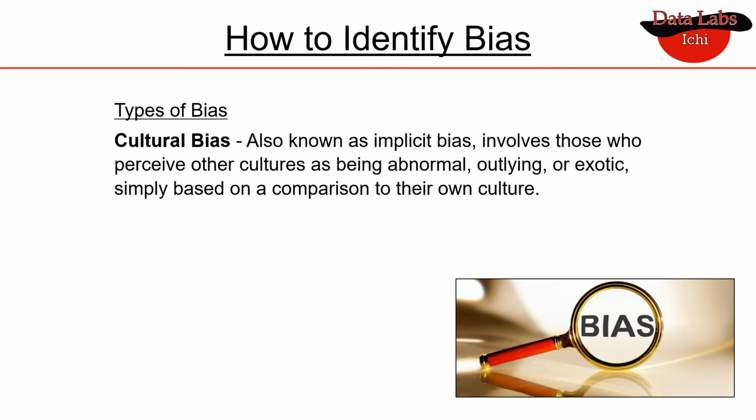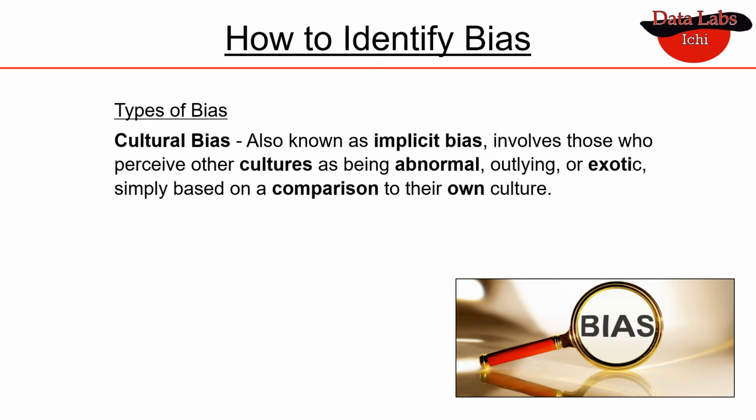The next type of bias is going to be cultural bias. For cultural bias, it's going to be more of a sociological bias because within this bias, we think that our society or our culture is the only right way to do things. So any other culture that is different or abnormal or exotic is wrong.